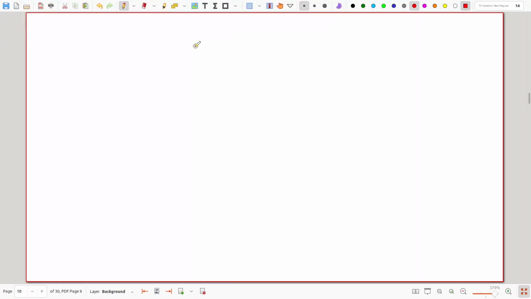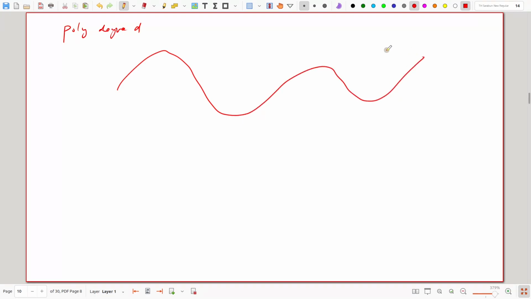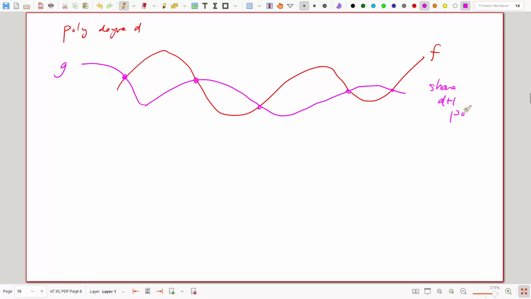Suppose you have two polynomials of degree d. The first polynomial is f, and the other polynomial is g, and they share d plus 1 points. Both are polynomials of degree d. Now let's look at another polynomial.